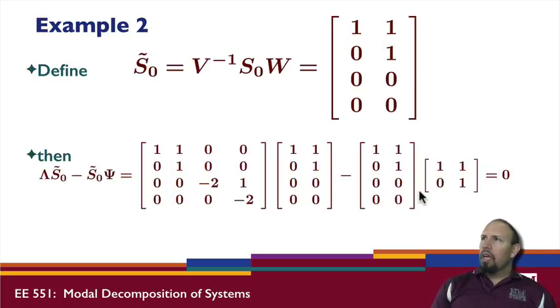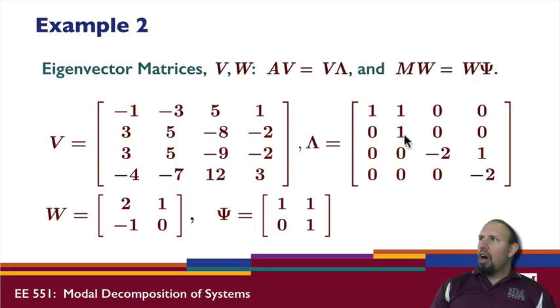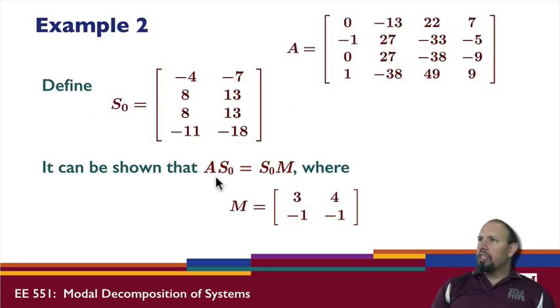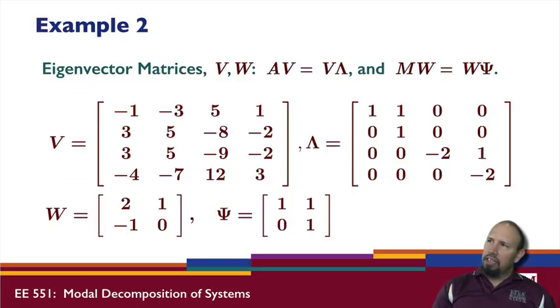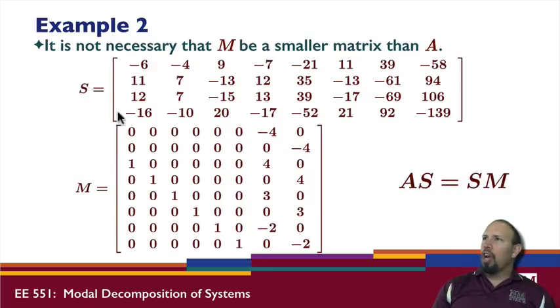Now, we're looking for something like this: A S naught is equal to S naught times M, and as I mentioned, in general, we're going to be having M of dimensions smaller than A whenever S naught comes from a basis. But if we choose something that's not a basis, we can get something like this for larger matrices. So for this S and for this M, I get this matrix.